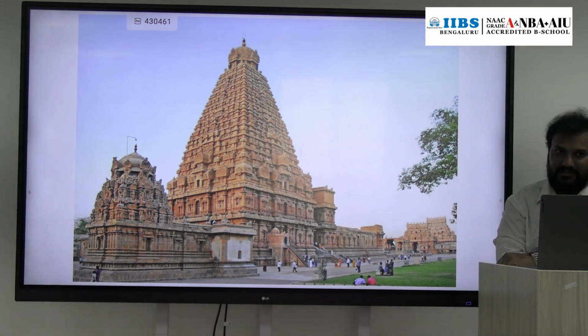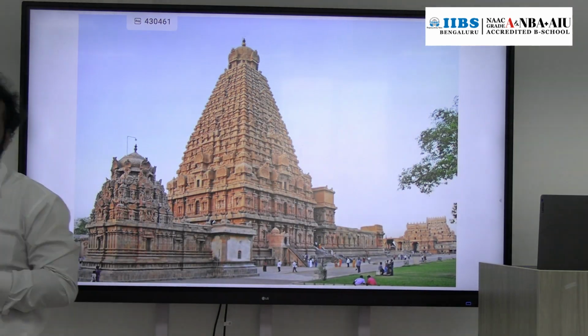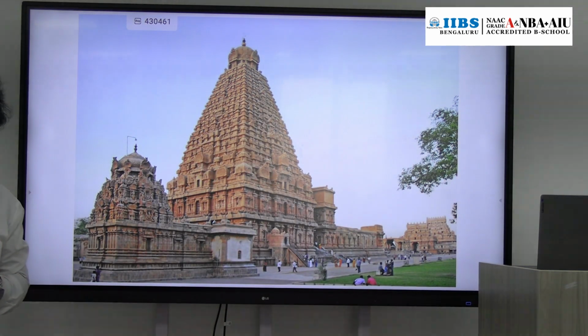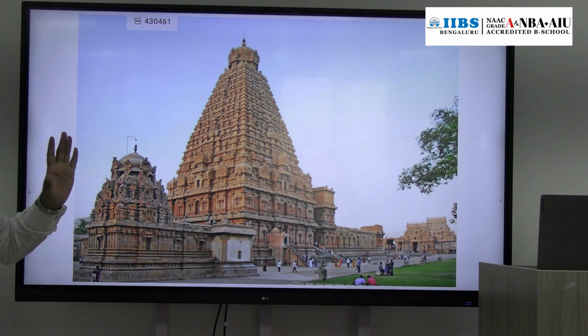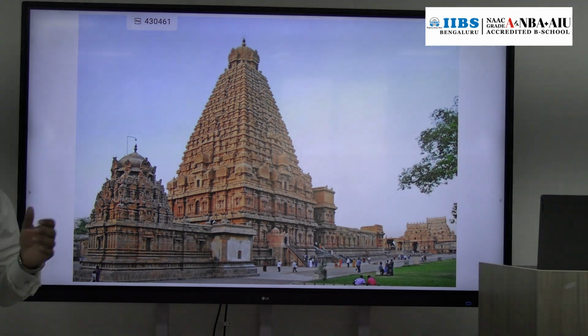Brihadeshwara temple. Many earthquakes were sustained by this temple. And this temple doesn't have any cementing agent; they used blocking technology for this temple. You need to find out the details about it. Under whose reign the temple was constructed, what material they used, granite only, and what are the unique features of this temple.